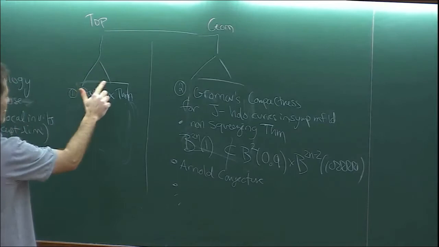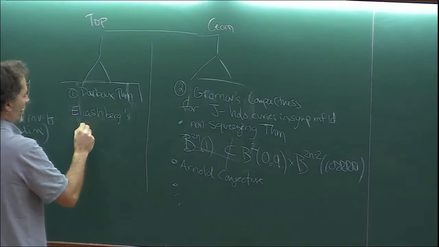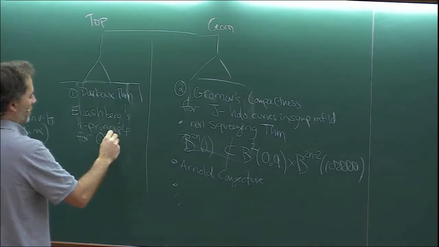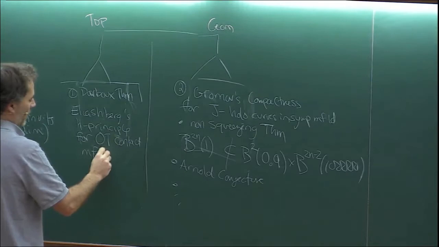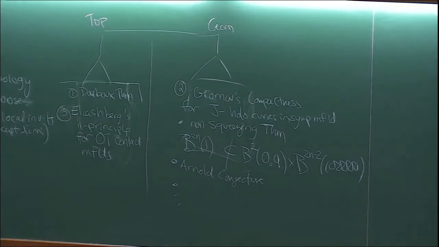I'll just throw this out in case it was covered: there was a result of Eliashberg, the h-principle, let's say, for overtwisted contact manifolds. If that hasn't been covered, that's okay. It's not really relevant for this talk, but it's the idea that algebraic topology or homotopy theory is all that is behind the richness of contact structures in this particular case. And there were other results of that nature.